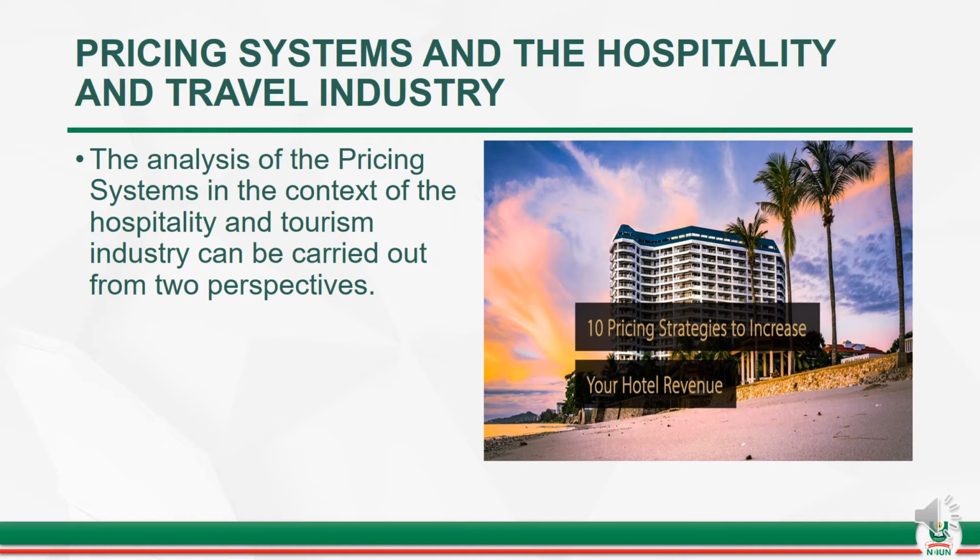Now we look at the pricing system in the hospitality and tourism, travel industry. The analysis of the pricing system in the context of the hospitality and tourism industry can be carried out from two perspectives. First is to establish a single price for a single item or commodity, that is hotel accommodation or airfare, at a given period of time.